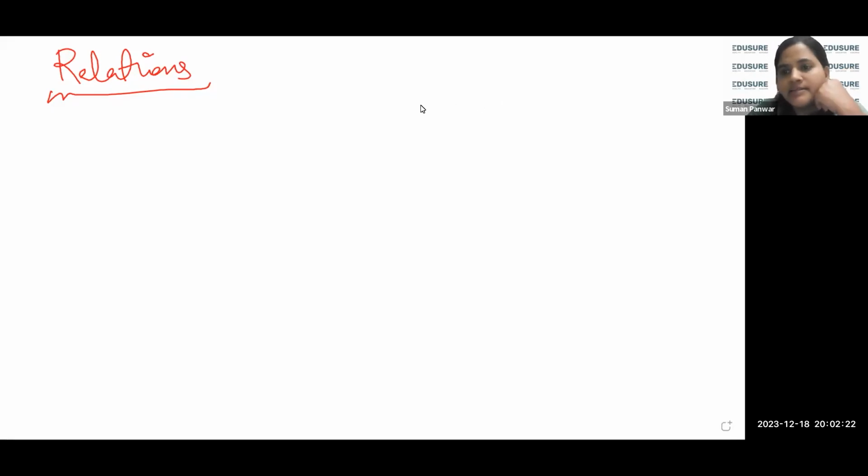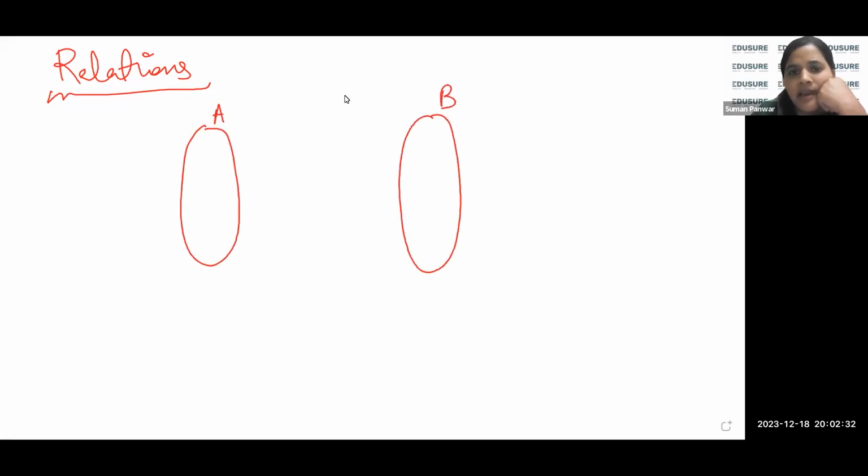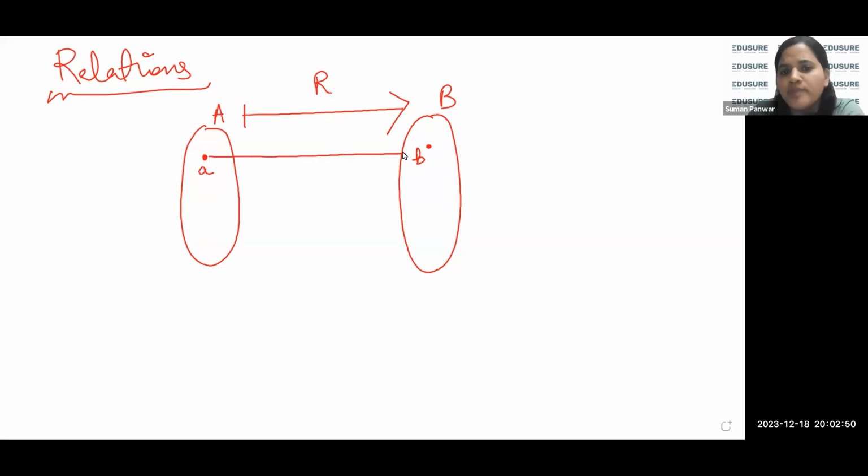Now in mathematics, what is a relation? Basically, this is my set A. This is my set B. And I have a relation whose name is R. So I have a relation from A to B, and something over here, A, is mapped to something over here, B. So A goes to B. That is mathematical language.